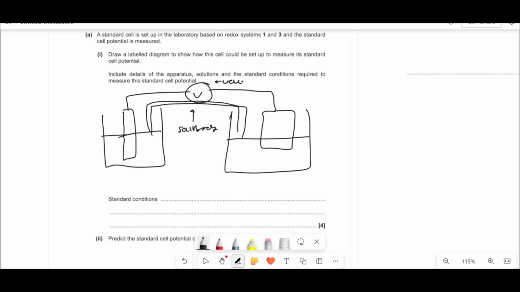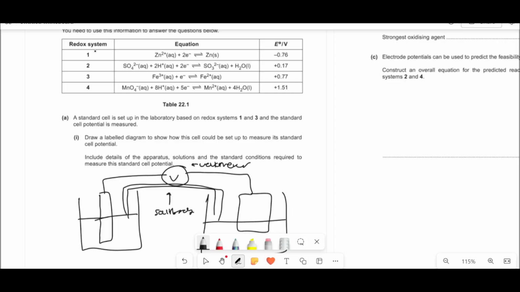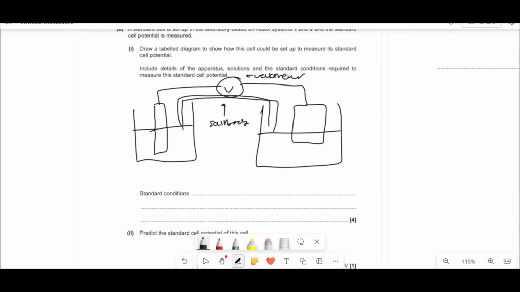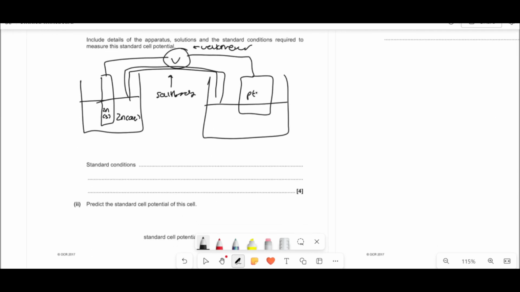That's your voltmeter. Then what we need to do is figure out what's in each half cell. So they told you it's 1 and 3. With 1 and 3, we're going from Zn solid to Zn aqueous. So that means this can be Zn solid, Zn aqueous, right? And then 3 was what? Fe3+, Fe2+? Because we're switching between two things in the same phase, you have to use a platinum electrode. You can't just use Fe2+ and Fe3+ because they're aqueous.